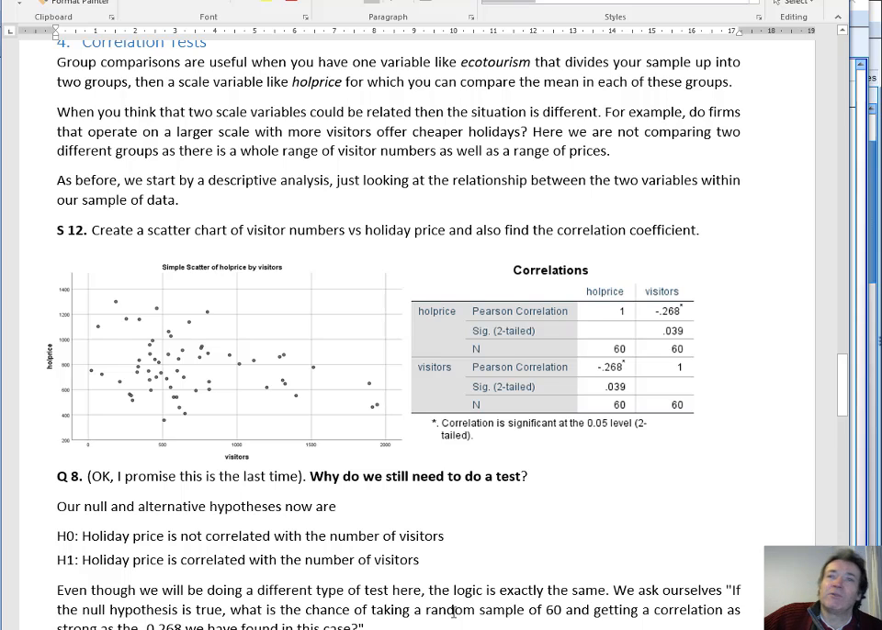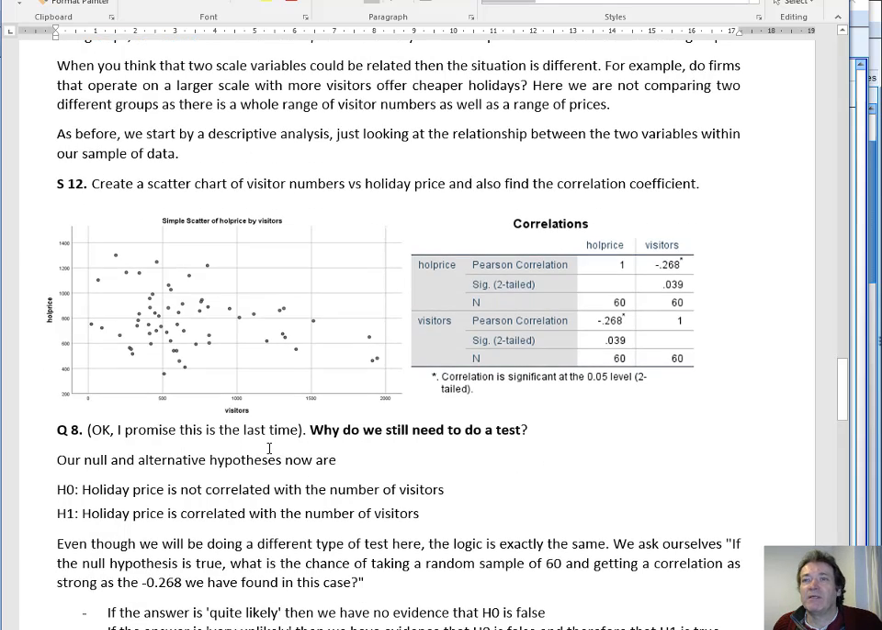The question is, why do we still need to do a test? And I promise it is the last time, almost probably. The reason we have to do a test is that this correlation coefficient, negative 0.268, and the scatter graph here only apply to the 60 firms in our sample. We want to know, does this correlation also apply beyond the sample, in the whole population of firms in the world, or wherever we've got this from? So that's what the test will allow us to do.